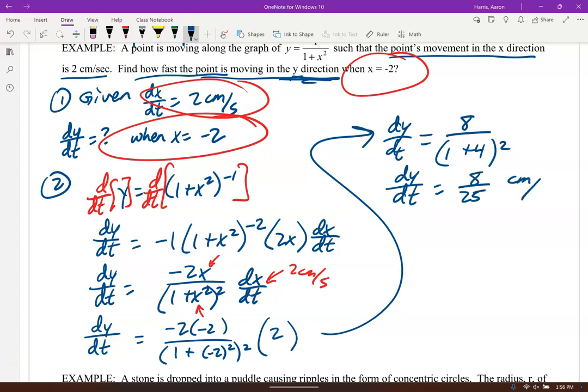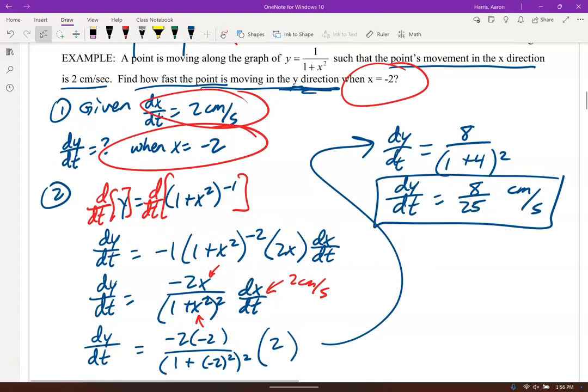This would also be centimeters per second, right? If your position's in centimeters, your change in the vertical direction is centimeters per second, right? So in other words, the point's moving vertically 8/25 centimeter per second at that moment when x is -2 and when the x direction movement is 2 centimeters per second, right? It's moving 8/25 in the vertical direction.